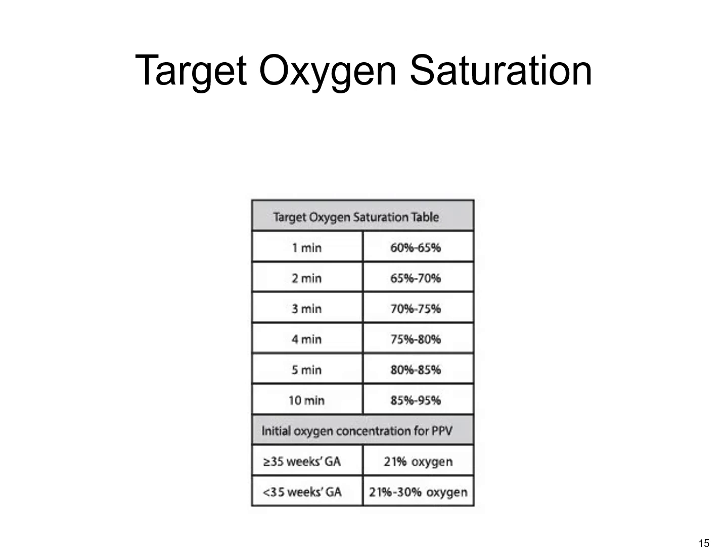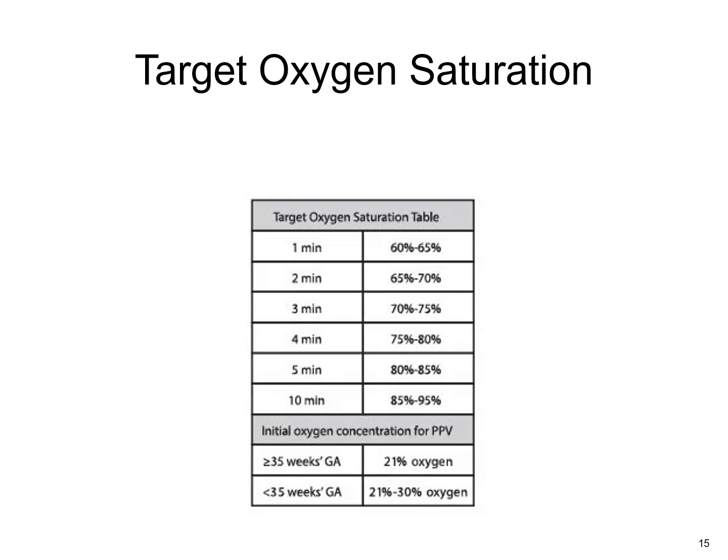So the way to take this is, if you have a baby who's requiring oxygen and they're sitting at 100% or even in the high 90s and they're only 3 minutes old, you definitely can turn that down, because they really only need to be 70 to 75%.